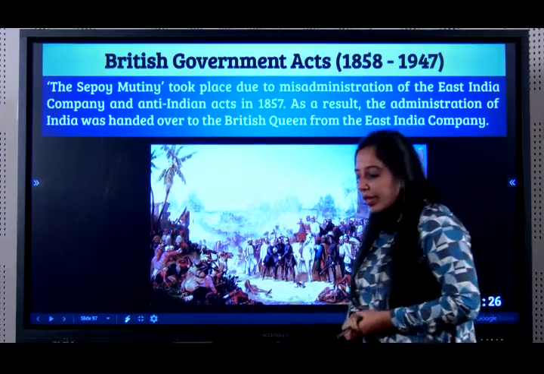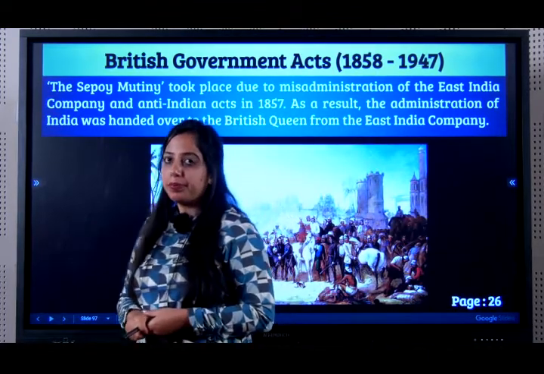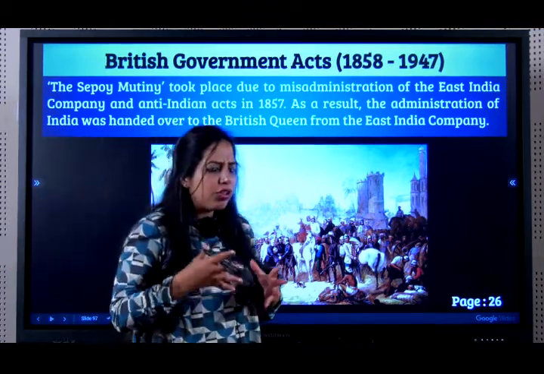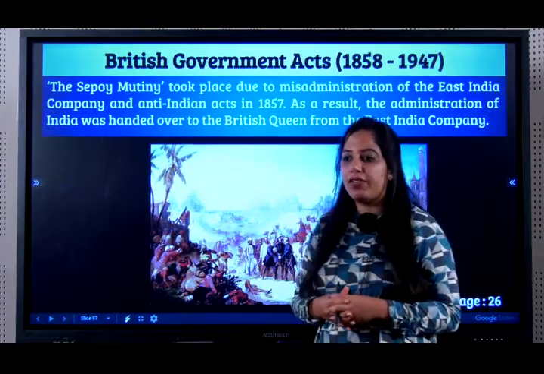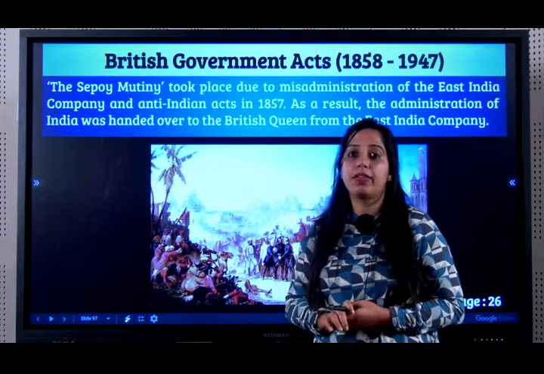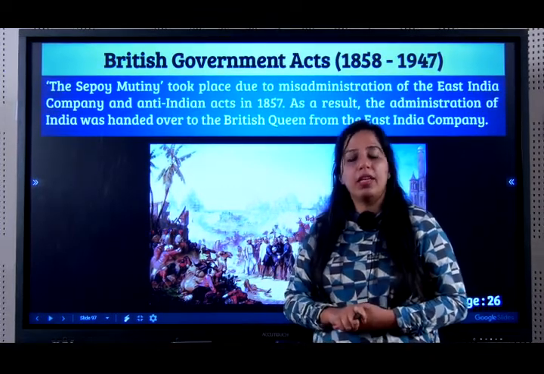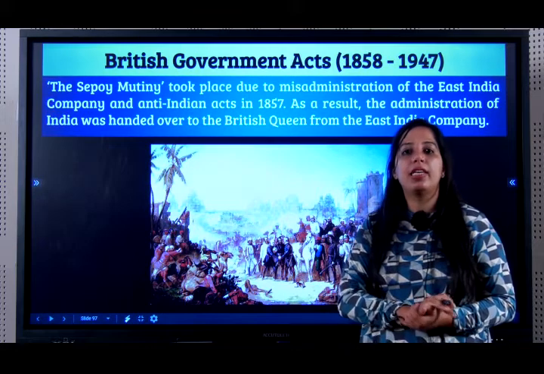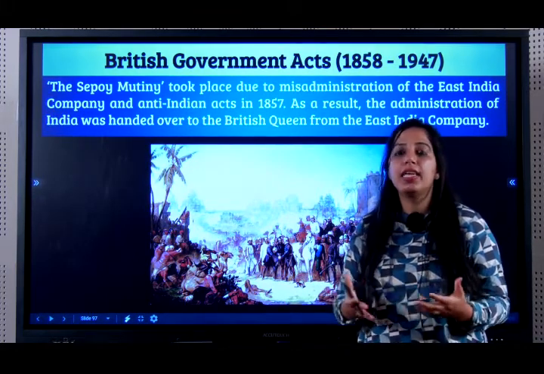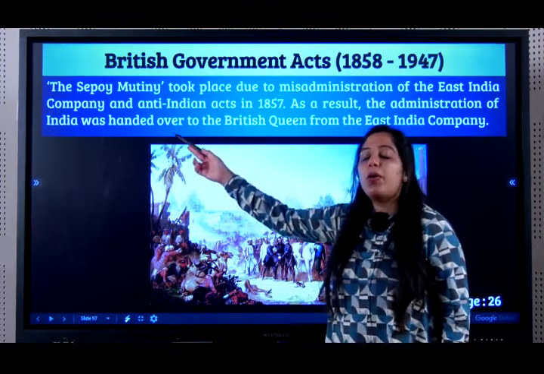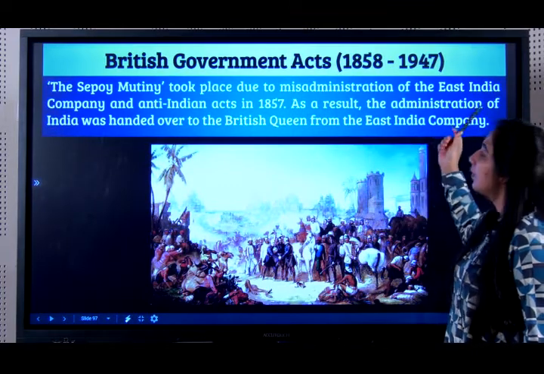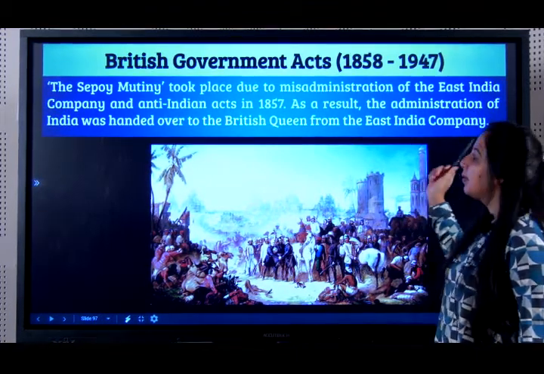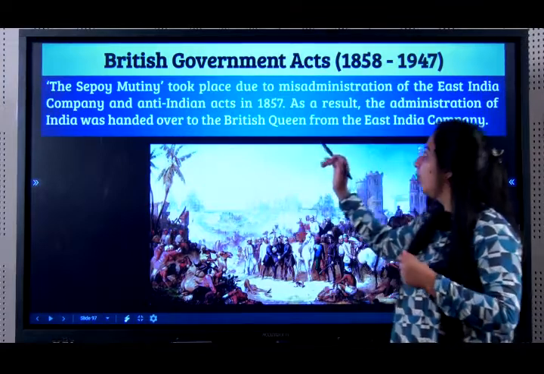Why? So we know that the first war of Indian independence took place in the year 1857. Now such a major revolt took place. The British now reflected that East India Company is probably not doing something right because such a big war had to be faced. It caused a lot of financial loss though the British won the war. So they decided that now we will rule directly and we'll make it more strict so that something like this doesn't happen again. So the Sepoy Mutiny took place due to the misadministration of the East India Company and anti-Indian acts in 1857. As a result, the administration of India was handed over to the British Queen from the East India Company.